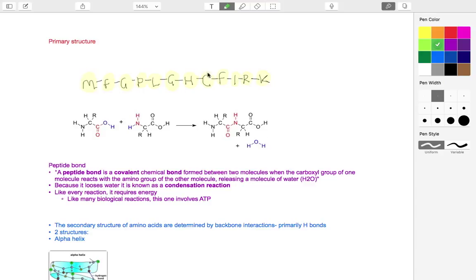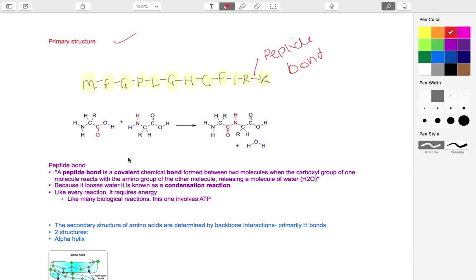We've already done it. It is a string of amino acids joined together by a peptide bond. So we're already there. We've already got the primary structure. We've got that down to a T. So a peptide bond is a covalent chemical bond formed between two molecules when a carboxyl group of one molecule reacts with the amino group of the other molecule and it releases water.